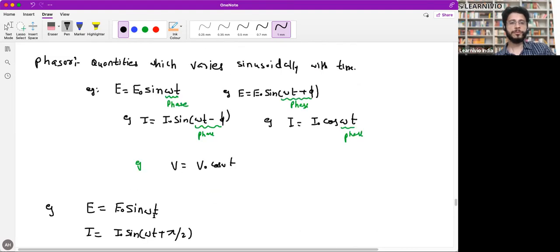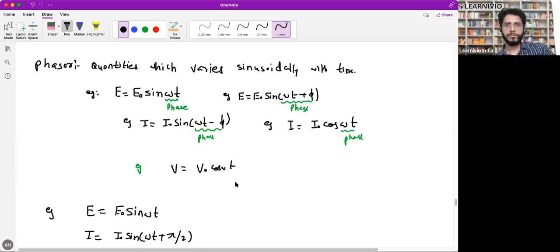Mariam, what's the phase difference between these two quantities? See, I can't explain any other circuit if you don't remember these basic terms. Mariam, what's the phase difference between EMF and current? These two equations are given. No answer, huh? Nazira, what's the phase difference between EMF and current here? Pi by 2. Pi by 2. Mariam, this is very easy.